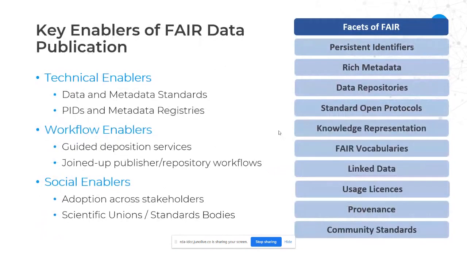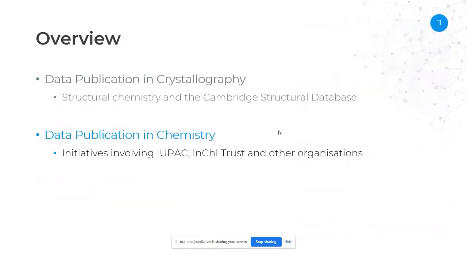So that very quickly was an overview of some of the key enablers of publishing data in crystallography. And I think these are enablers of FAIR data publication. Having your data and your metadata standards and your persistent identifiers goes a long way to addressing many of the facets of FAIR. But you do need those workflows and those social enablers to glue this all together. So that's crystallography. And now I want to have a look a little bit more at what's going on in the area of chemistry.